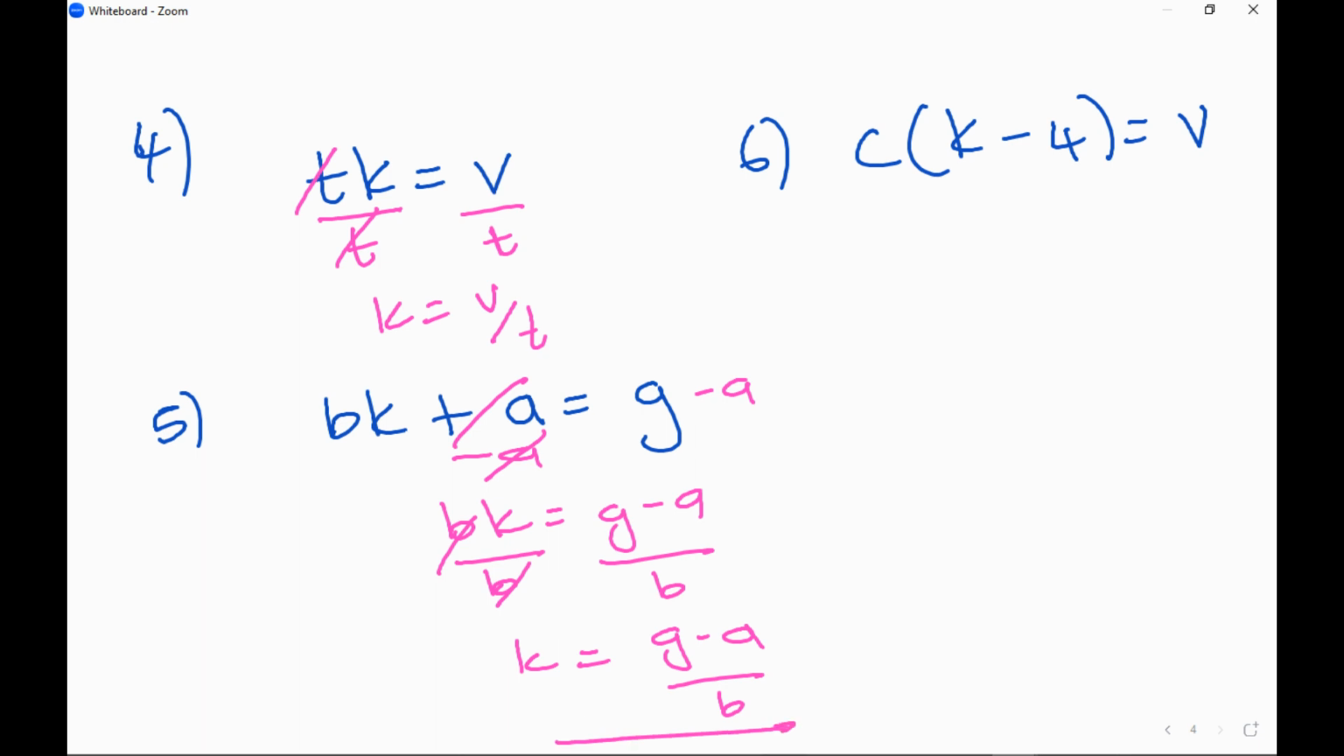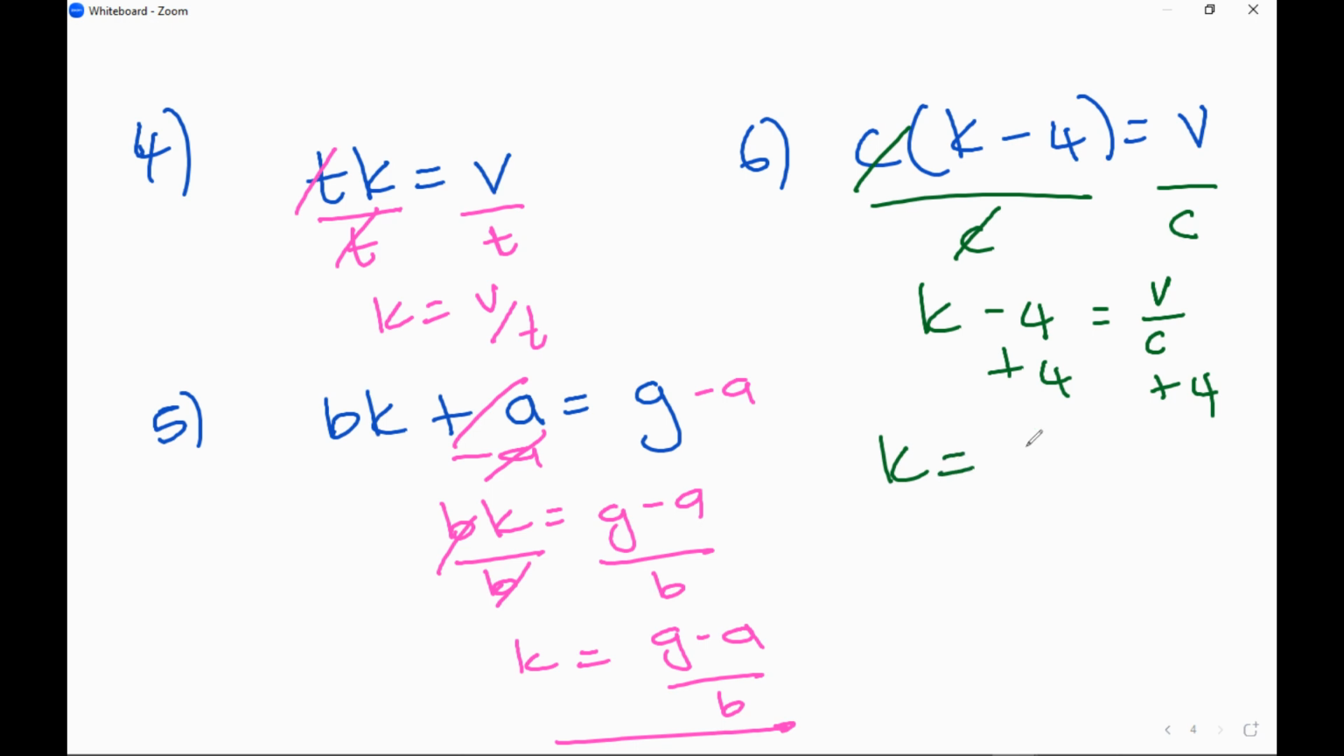For the next one, I divide by c on both sides, and I get k minus 4 equals v divided by c, and now I've just got a plus 4 on both sides. So k equals v over c plus 4, like that.